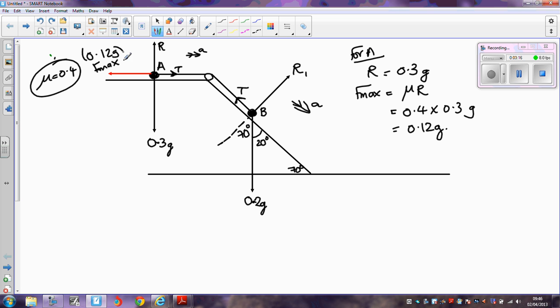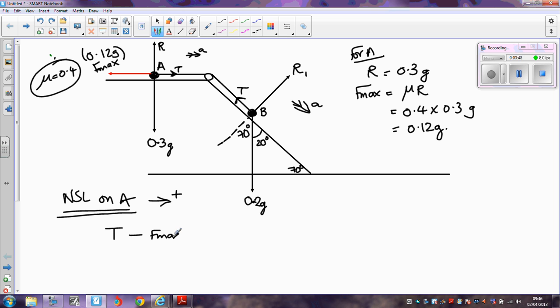So I'll put that on the diagram. Okay, so 0.12g. What I'm now going to do is Newton's second law on A. In fact, I'm going to do it in the same way as I normally do with connected particles. I can do Newton's second law on both particles separately. So let's have a look at A. What's happening? Well, we've got this force T pulling it to the right, and we've got F max pulling it to the left. The direction of the acceleration, though, is to the right, so I'm going to use Newton's second law to the right, taking to the right as positive. So to the right, we've got T. Against that, we've got F max.